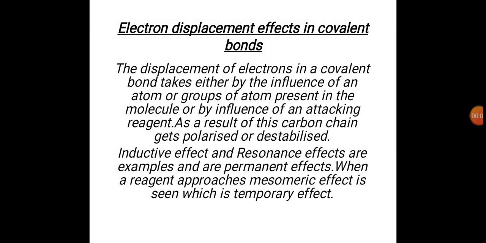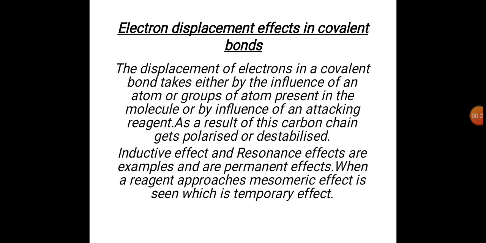Electron displacement effects in covalent bond. So these are actually necessary to predict the products of a reaction. This displacement of electrons in a covalent bond can take place either by the influence of a single atom or a group of atoms present in the molecule. And this can also take place under the influence of an attacking reagent.